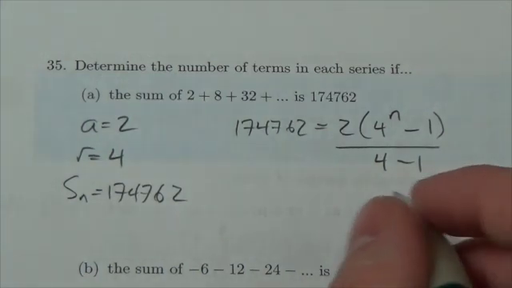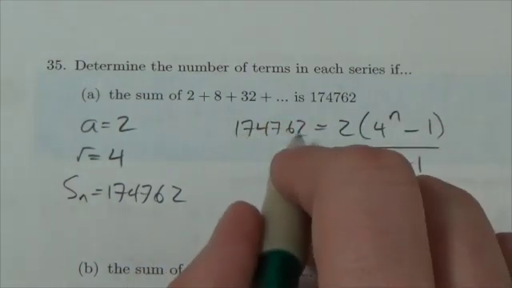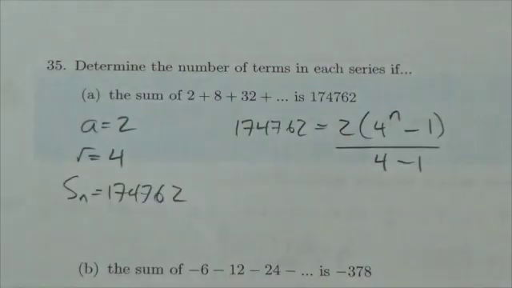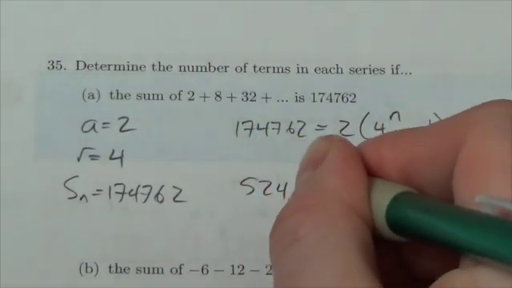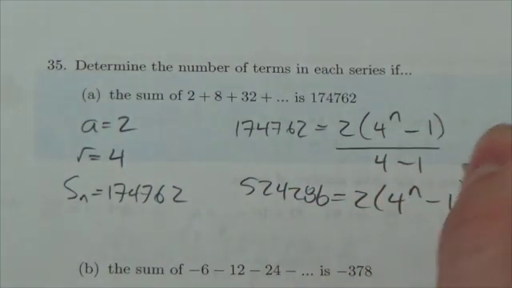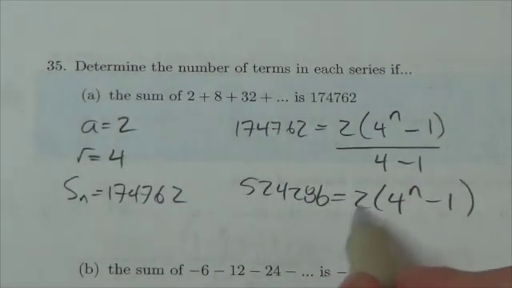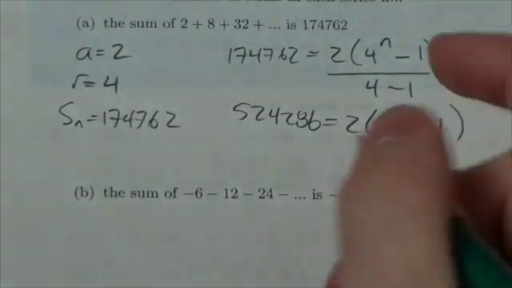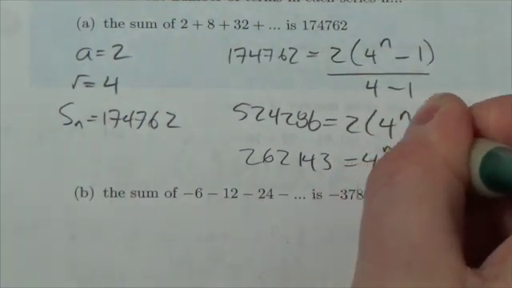So what we're going to do here to start off with, okay, 4 minus 1 is 3. So I'm going to multiply that by 3. I'm going to get rid of the denominator because the denominator doesn't have the n in it. So 174,762 times 3. And we're going to get 524,286 equals 2 times 4 to the n minus 1. We will now divide that by 2 to bring that coefficient over. And we will get 262,143 equals 4 to the n minus 1.